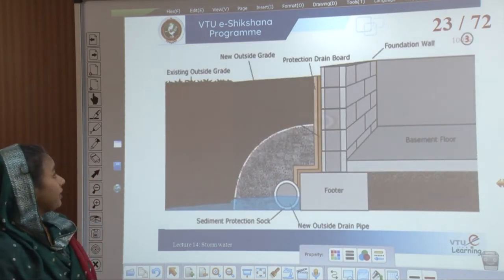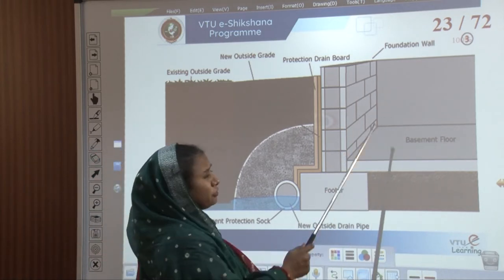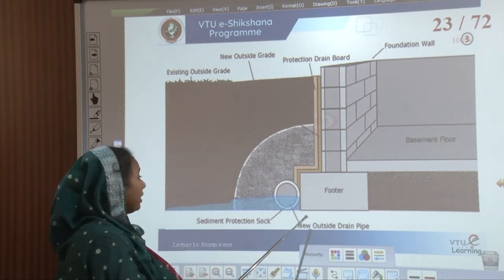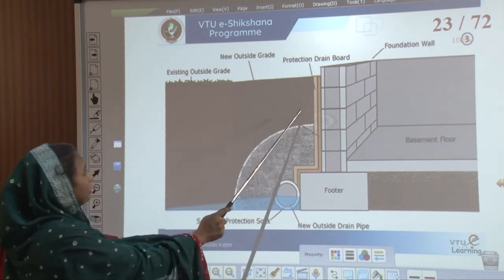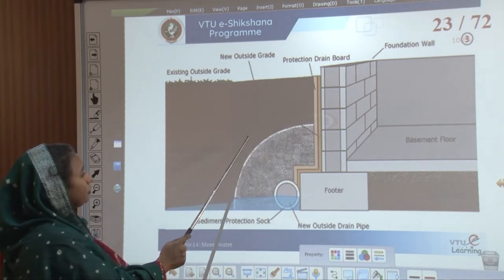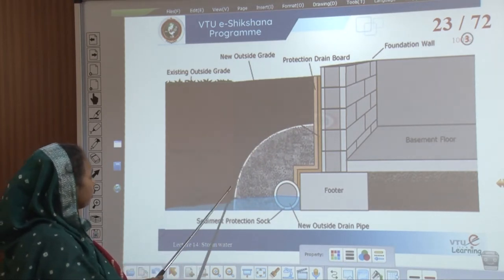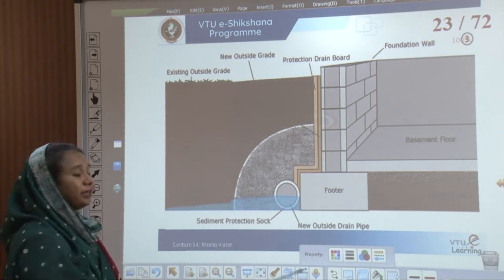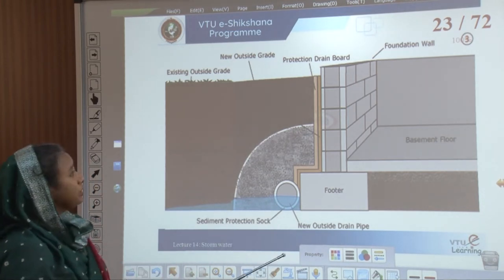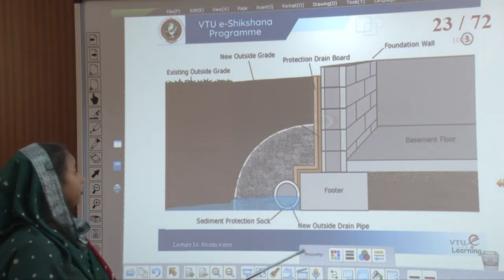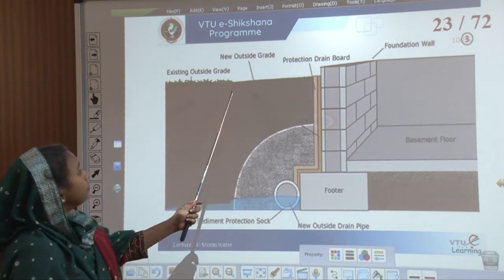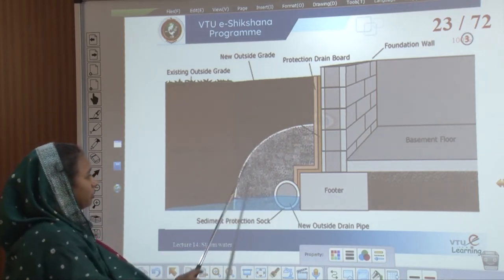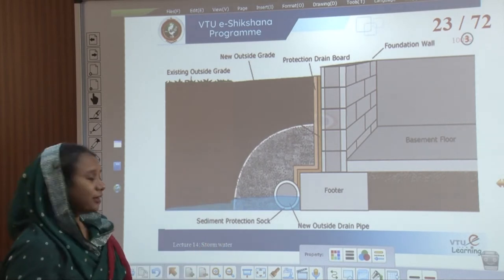Now, for example, if this is your basement and you have a foundation wall, always think of providing some kind of a protection drain board alongside your footer, and then have the drain pipe. So all the water gets protected, does not fall there, but rather falls on the outside grade, has a sedimentation protection cloth here, and then there is stone aggregate from where it percolates into the protection sock and enters into the drain pipe. This is a more convenient method if you are thinking about development after laying down your sewers, because if this is your boundary and that is your internal space, you can always think of having this kind of a sediment protection cloth all along your boundary till your existing structure.